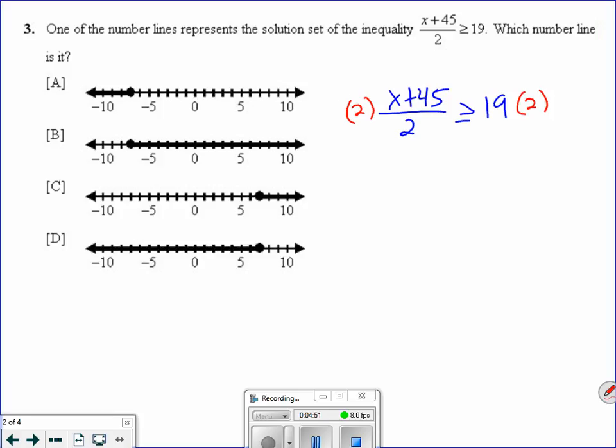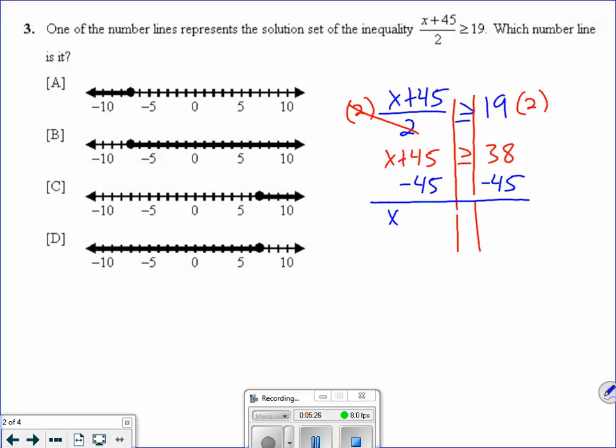When I do that on the left side, my 2's will cancel out, and I'm just left with x plus 45. Still greater than or equal to, and 19 times 2 is 38. Now all I need to do is subtract the 45 from both sides. We got a different color here for you. And I get x greater than or equal to, and 38 minus 45 is negative 7.